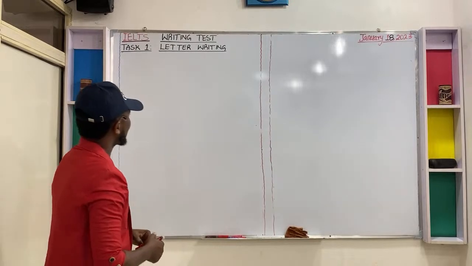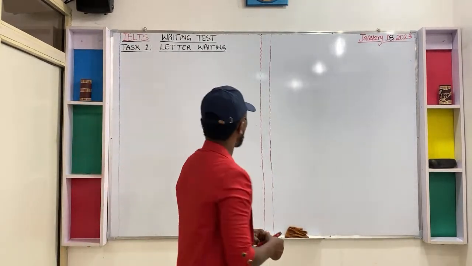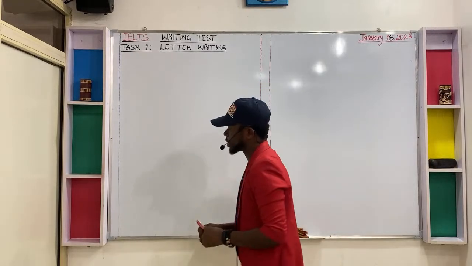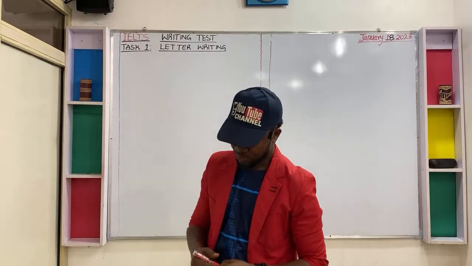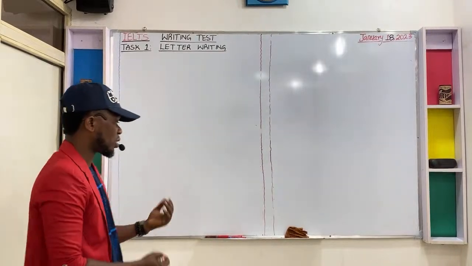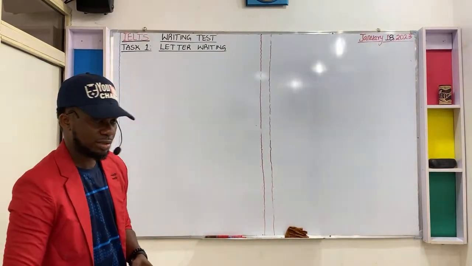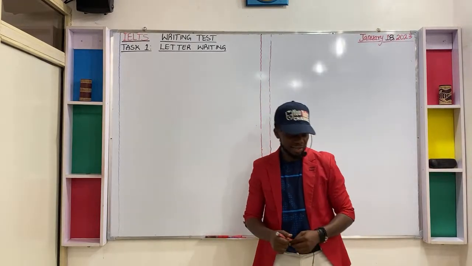Task 1 is called letter writing. And of course, we know what a letter is. Letter writing is the oldest means of communication, right? Where people express themselves or pass messages or information across from one person to another through writing. So, let me ask, how many types of letters do we have?